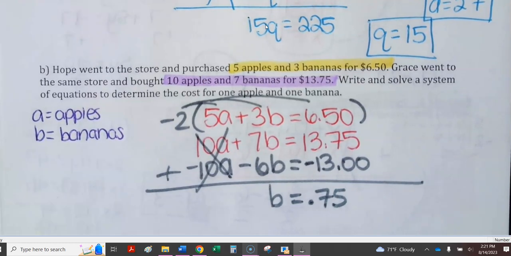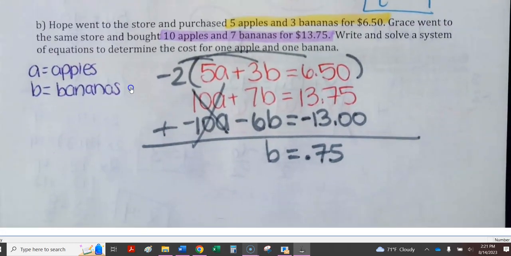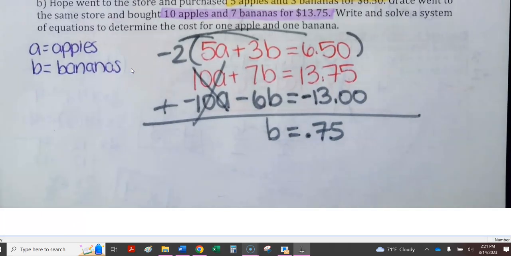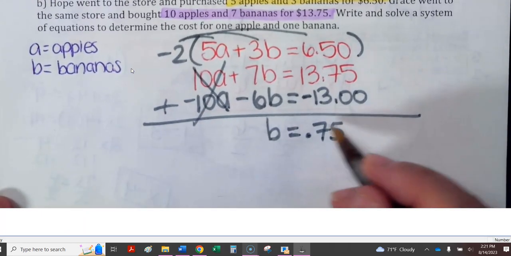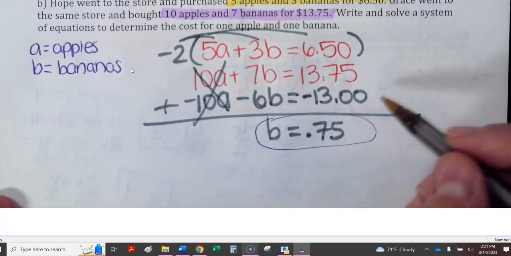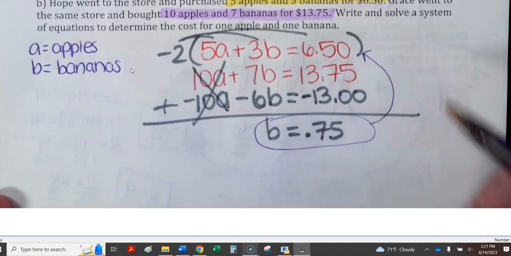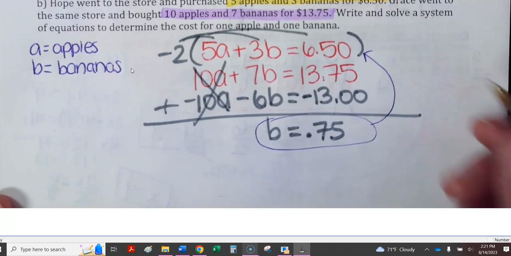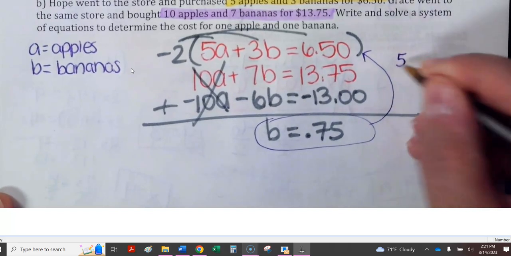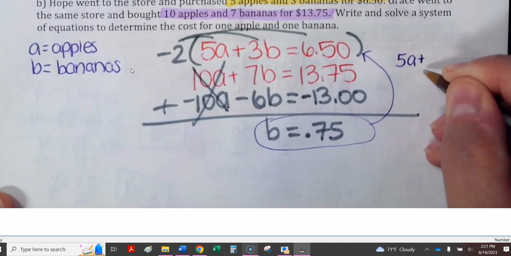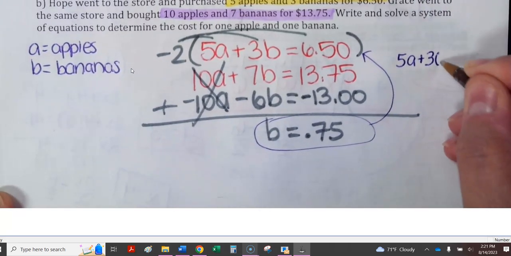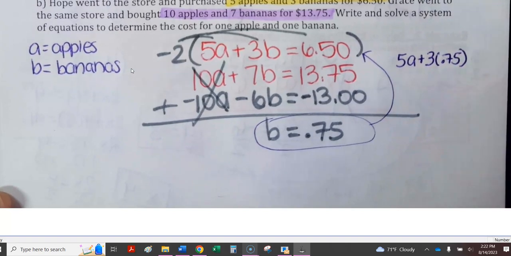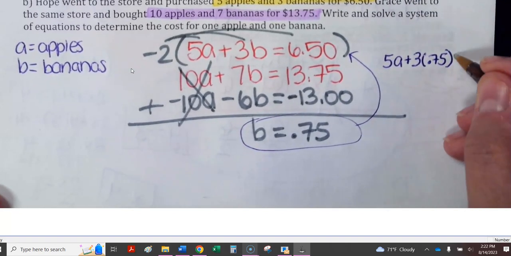All you got to do to figure out the apples is just plug it back in, either one of the original equations, it doesn't matter, or you can do the one that we just created. I usually put it back into one of the original equations in the system because they're usually smaller coefficients to work with. I'll just plug it into the first one. Just don't forget to plug it in for the correct variable. So we solved for bananas there. So when you put it in, make sure you put it next to the 3. And then what was this, 6.50.